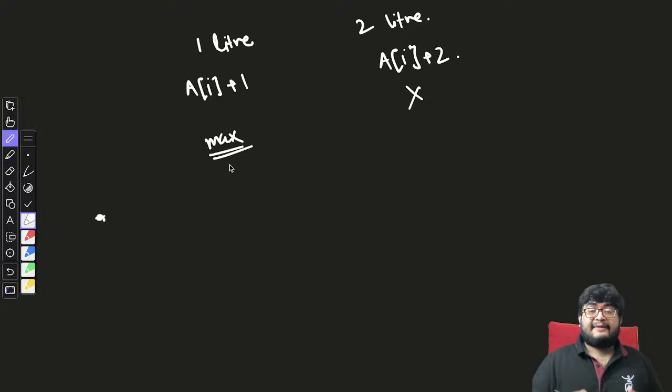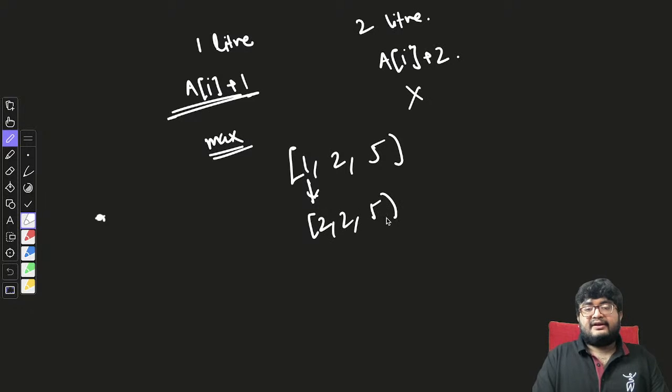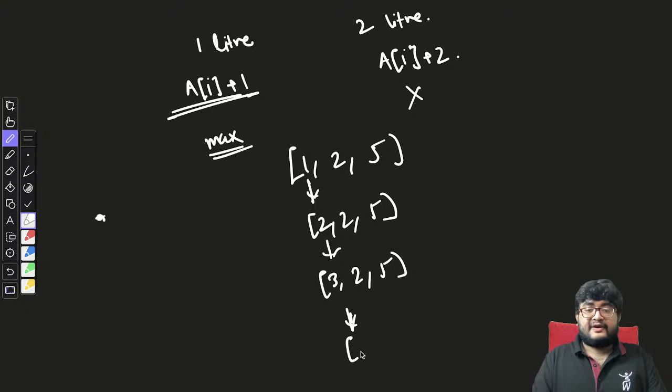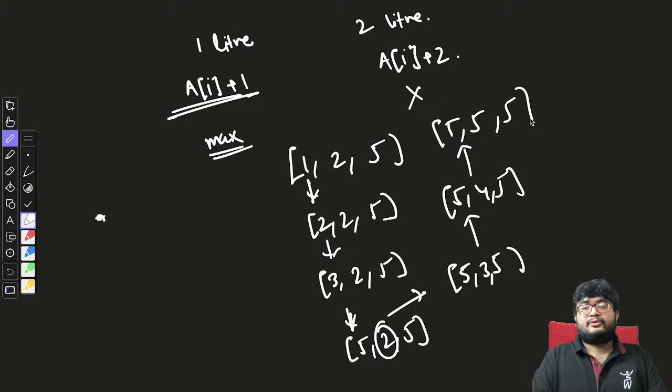I'm not saying a of i plus 1 is max. This is the move that you can make. Let's say the array is 1 2 5, so you can just choose one. You can add 1 liter to this, so it will become 2 2 5. After that you can add 1 liter to this, it will become 3 2 5. After that 1 liter like that, two more times, it will become 5 2 5. Now you take this one, you add 1 liter of water to this, so it will become 5 3 5. Add 1 liter of water, it will become 5 4 5. Add 1 liter of water, it will become 5 5 5. So they become equal.